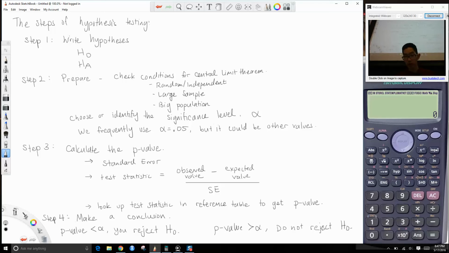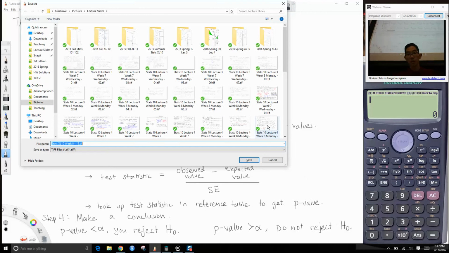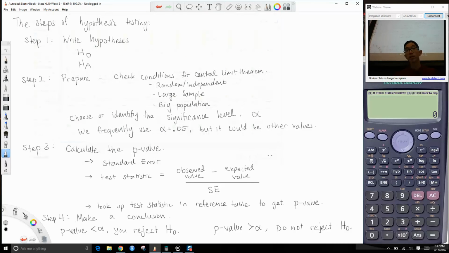Okay, and we write do not reject, and we do not write accept. Okay, so often we think of not rejecting as accepting something. Here it is just you are not rejecting. So not rejecting something is not the same thing as accepting it.